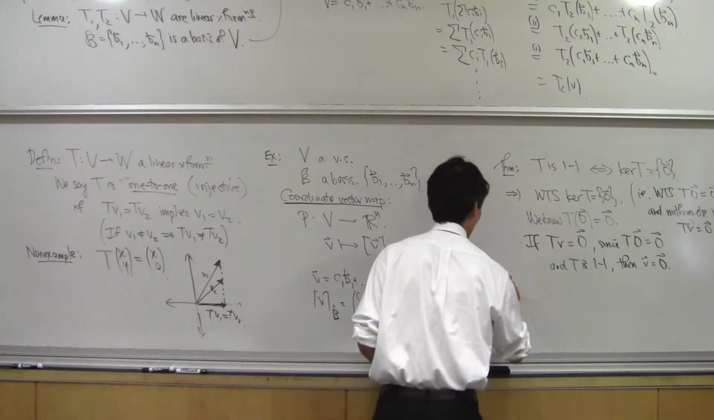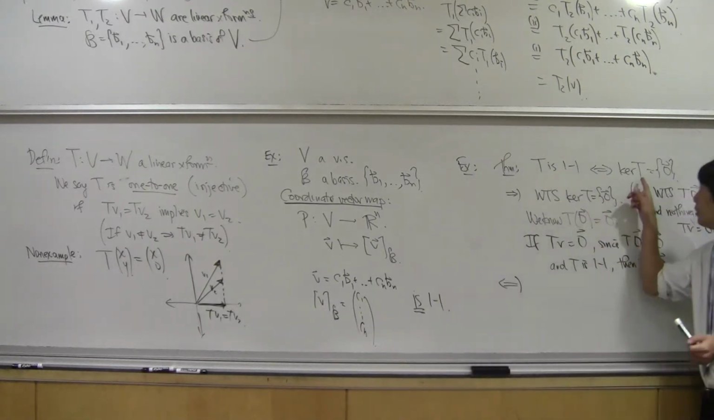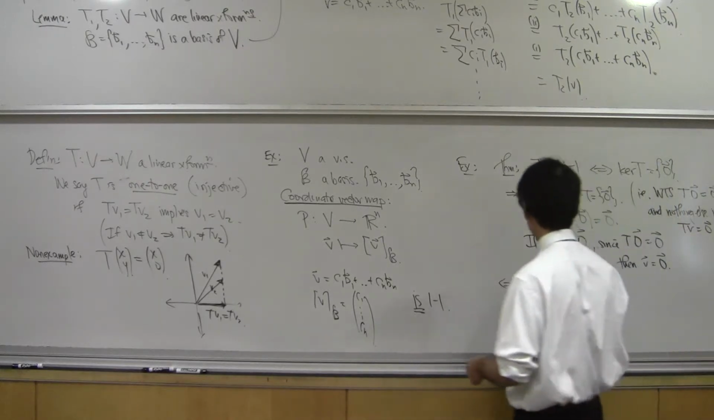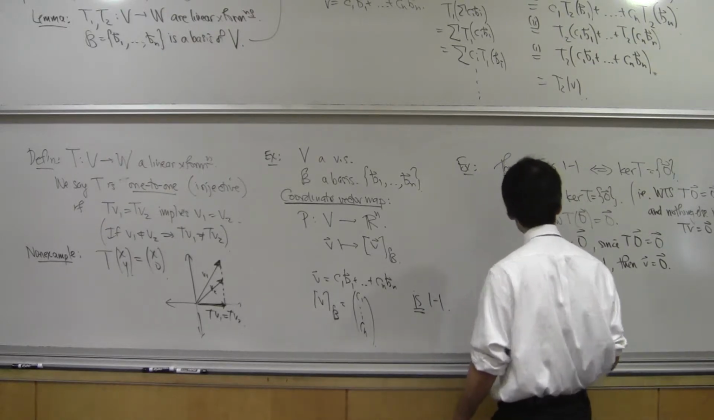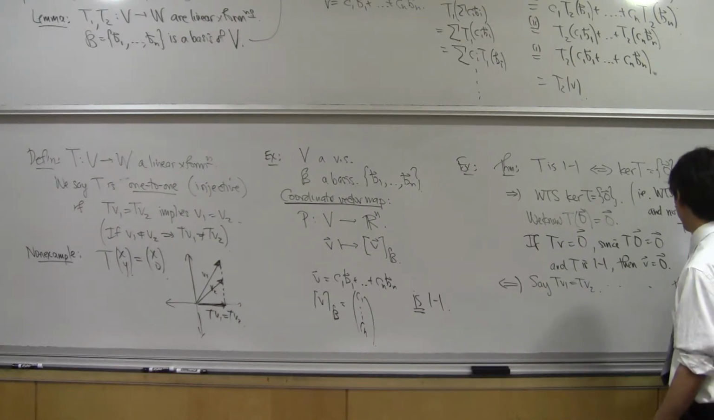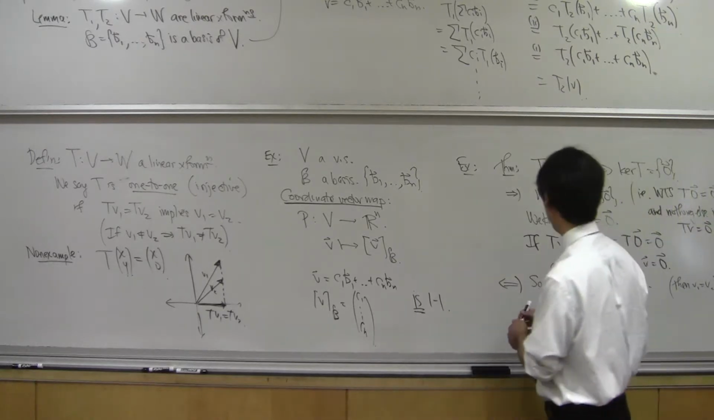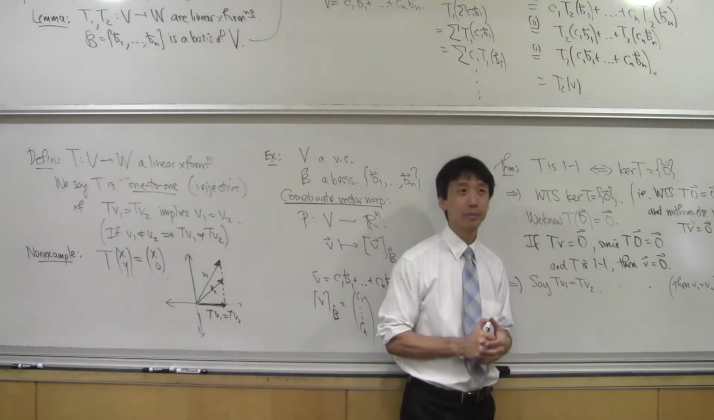Okay. How about the reverse direction? The reverse direction is maybe a little harder. Suppose you know that the only thing that gets sent to 0 is 0. How do you show that T is going to be one-to-one? So we start off by saying, suppose that T of v1 equals T of v2, and we want to see that then v1 equals v2. In other words, when you start with equal outputs, you end up with equal inputs.